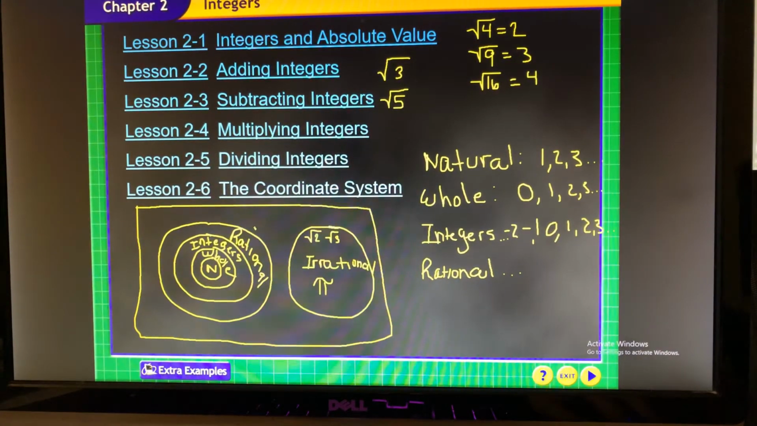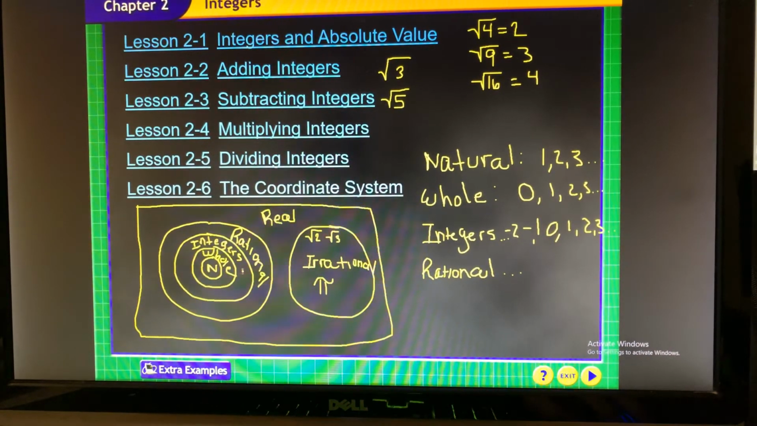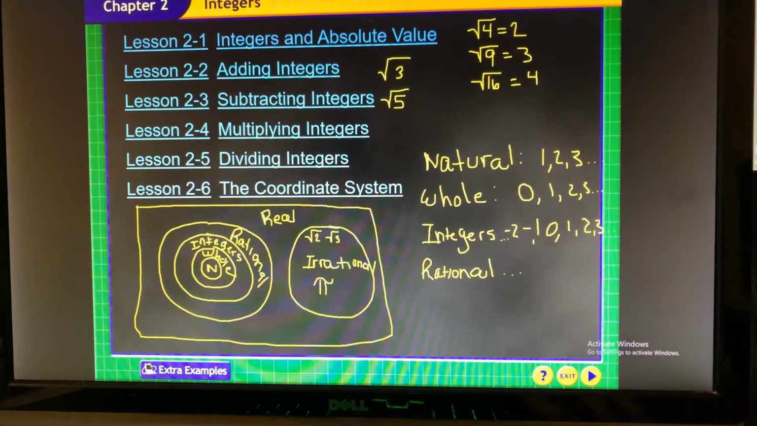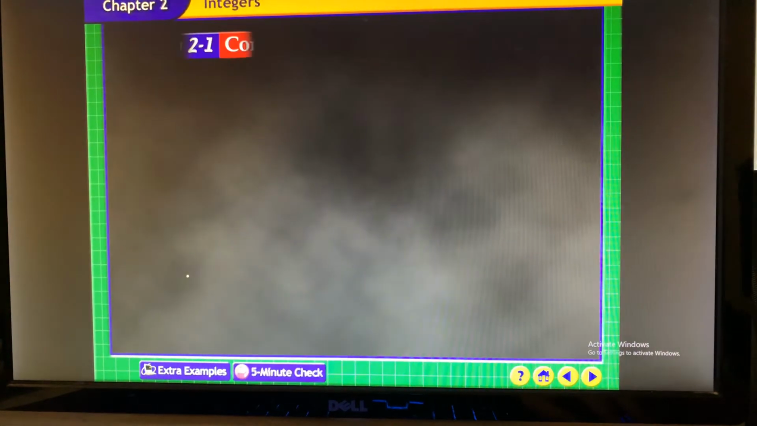What's inside the box? These are all called real numbers. What's outside the box is something you'll learn in the future. These are imaginary numbers. But our focus today is on integers, right here. So integers, remember, are all positive and negative whole numbers, okay? So we're going to start with 2.1, which is integers and absolute value.